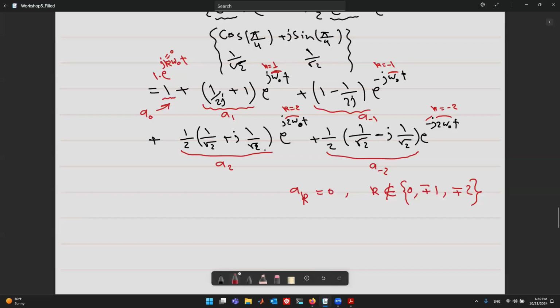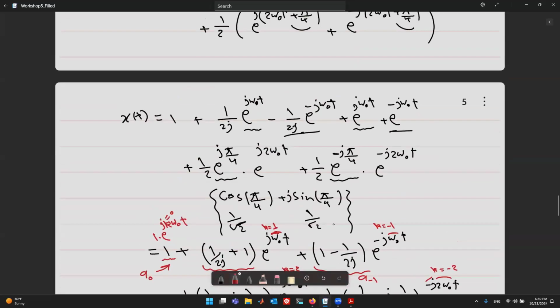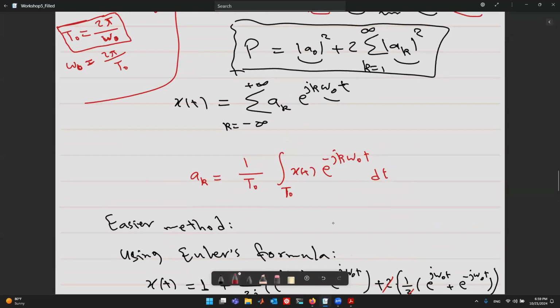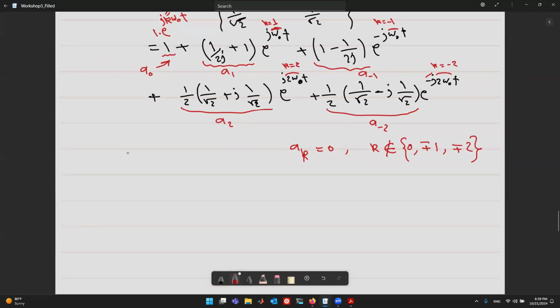Also, what we need for this specific question is just their magnitude. You see here, to find the power, we just need their magnitudes. So we need to find the magnitude for all of these coefficients, and then we will find the power. For a0, it's just 1, because it's a real number, positive, so it's just 1.